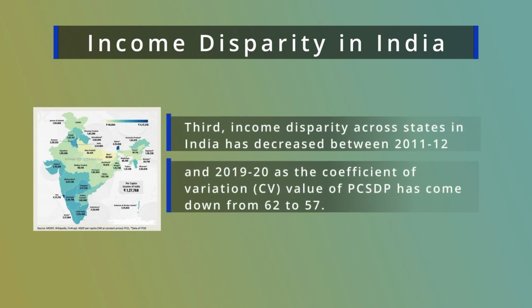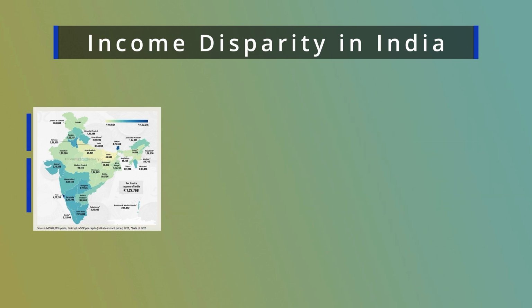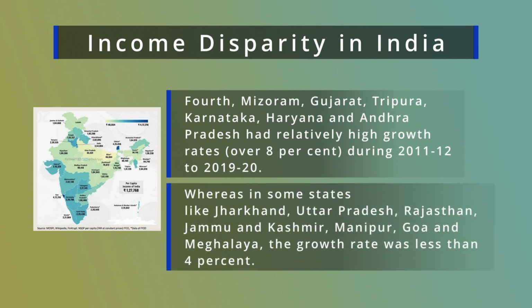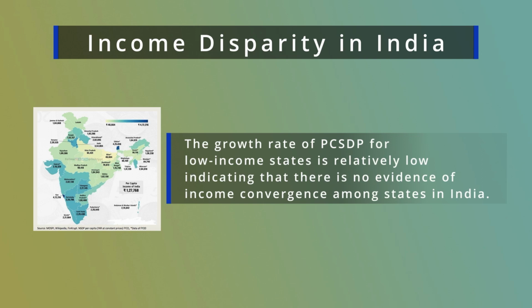Not only this variation of the per capita income, but there is a wide variation of the growth rate of this per capita income. There are some states having the growth rate of the per capita income during this period, that is 2011-12 to 2019-20, of more than 8% per annum, whereas there are some states where the growth rate is less than 4% per annum. Not only that, this variation of the growth rate of per capita income is also important to understand whether there is the evidence of convergence or not.